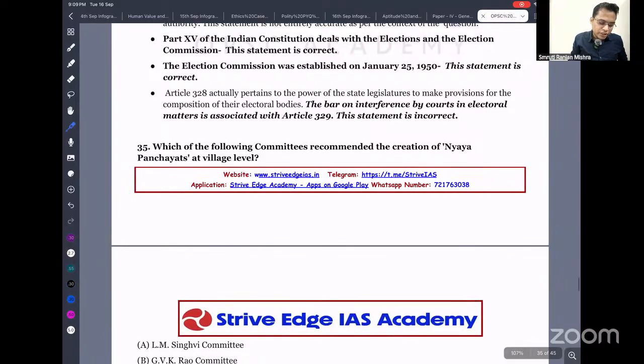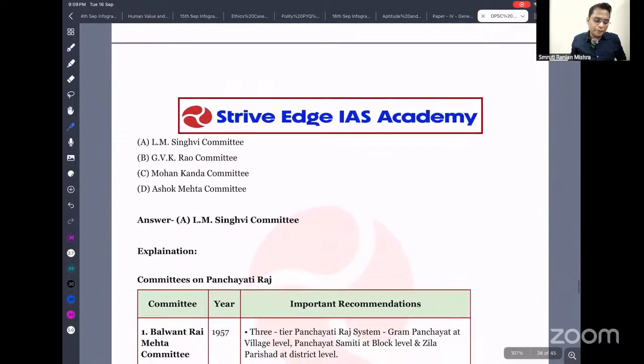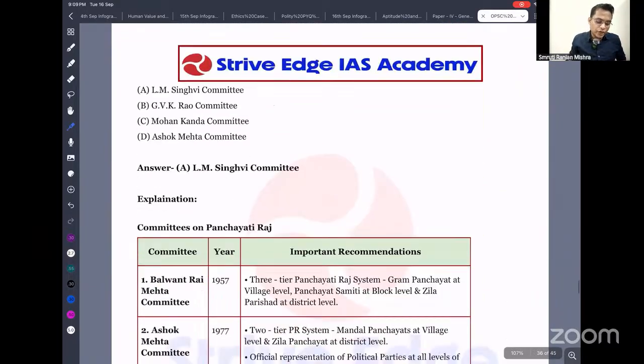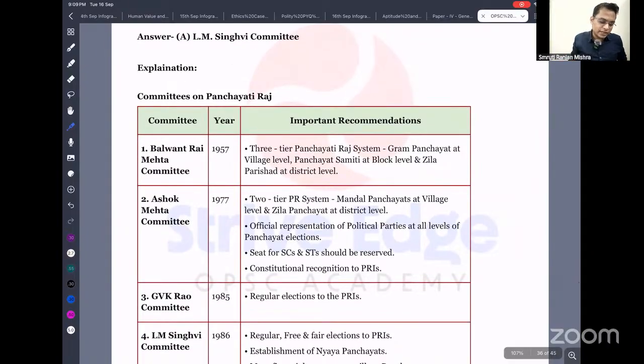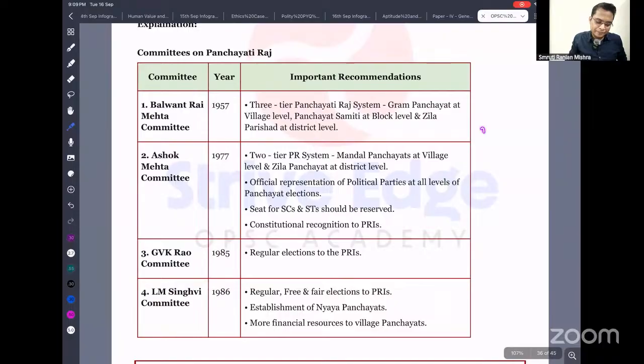Next important question: which of the following committees recommended the creation of Nyaya Panchayat at the village level? Actually it is the LM Singhvi committee. If you look into the committee system, I have given detail about it, so please read it very carefully. The Balwant Rai Mehta committee was established first. They can ask about the sequence of formation of these committees also, so you have to remember BAGL. The Balwant Rai Mehta committee talks about a 3-tier panchayat system: gram panchayat at the village level, panchayat samiti at the block level, and Zila Parishad at the district level, just like the present system.